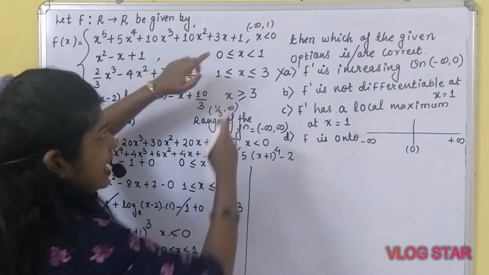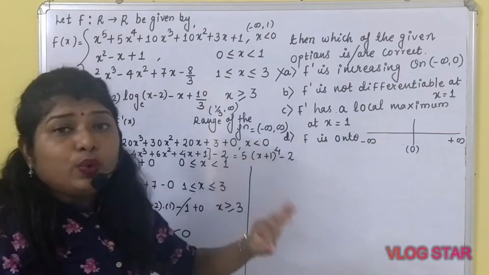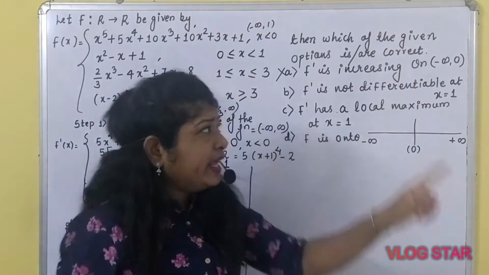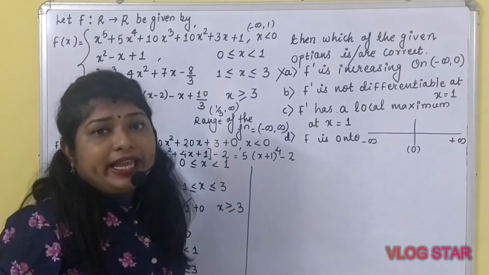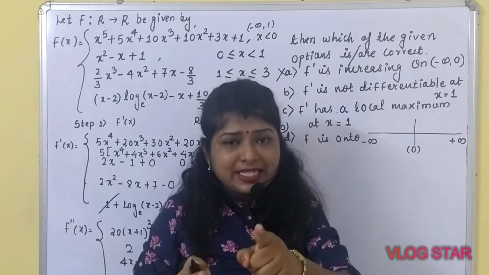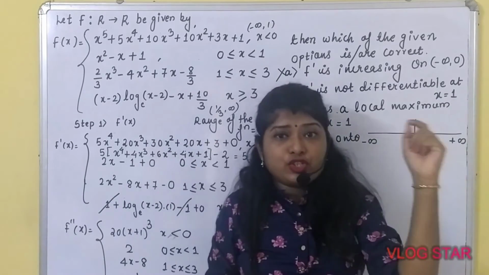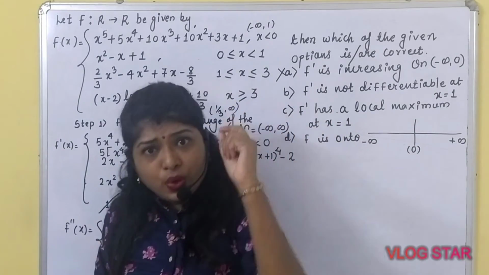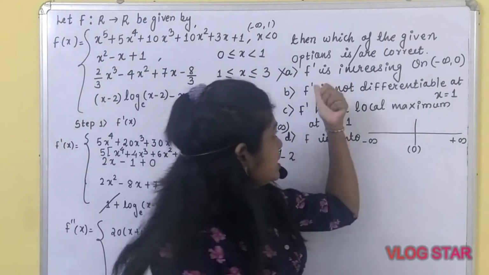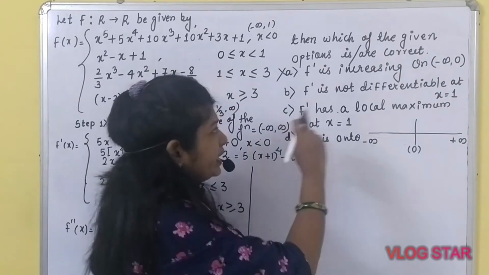So what is the range? As I said, the range of the given function is from minus infinity to plus infinity. It means that option A is not correct. The range should be minus infinity to plus infinity, and as I said, the condition for increasing is that f dash of x should be greater than or equal to 0. Because of that, this particular option is not applicable.